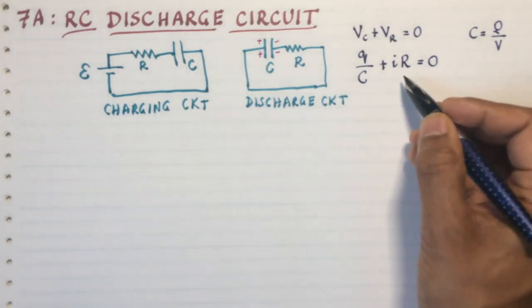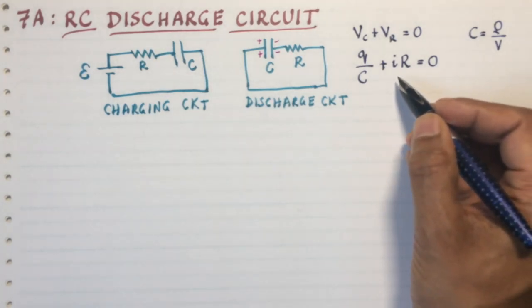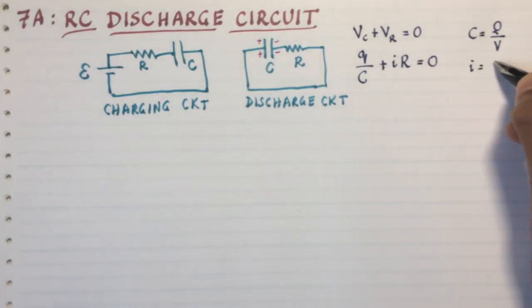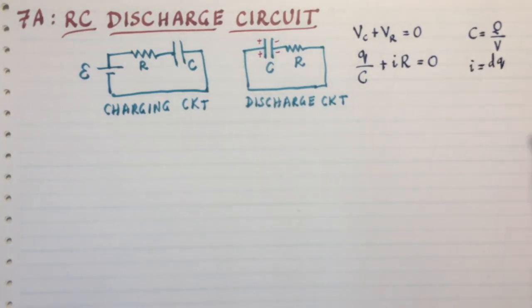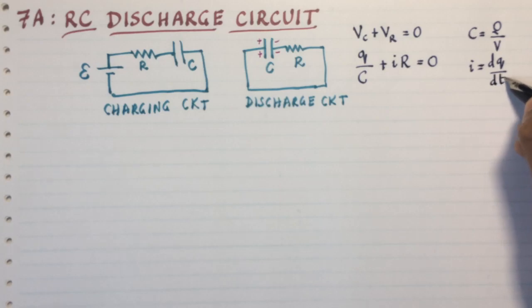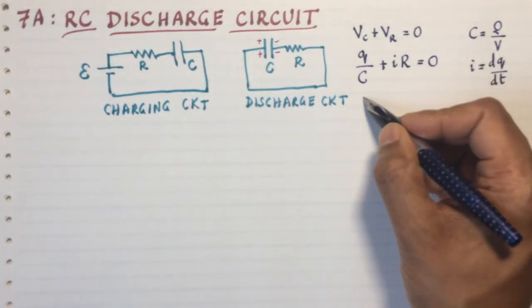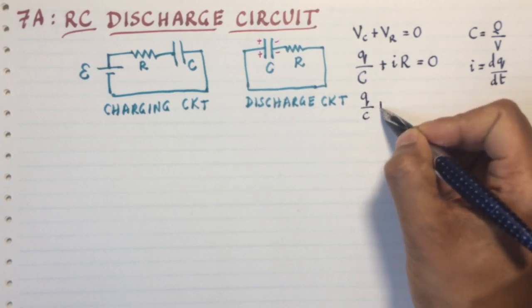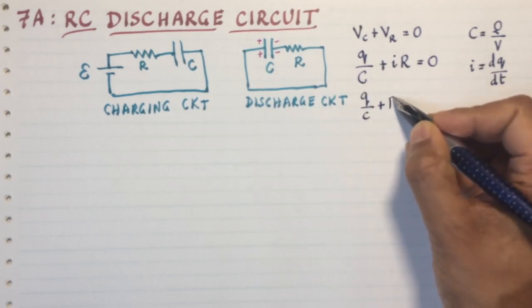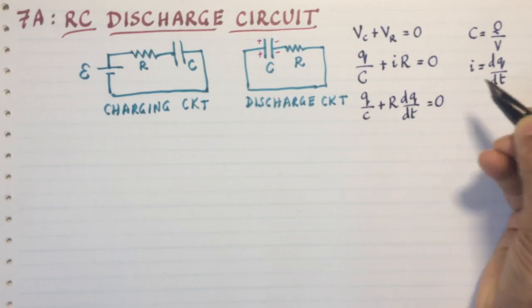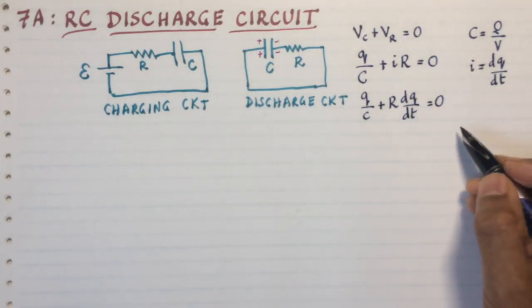Now this is what's called, generally speaking, a differential equation, because current i is dq by dt. The very nature of the definition of current is that it's the rate of change of charge. So if I do that, I get q over C plus R dq by dt equals 0. Now this is not a difficult differential equation at all. In fact, it's a clear case of separation of variables.